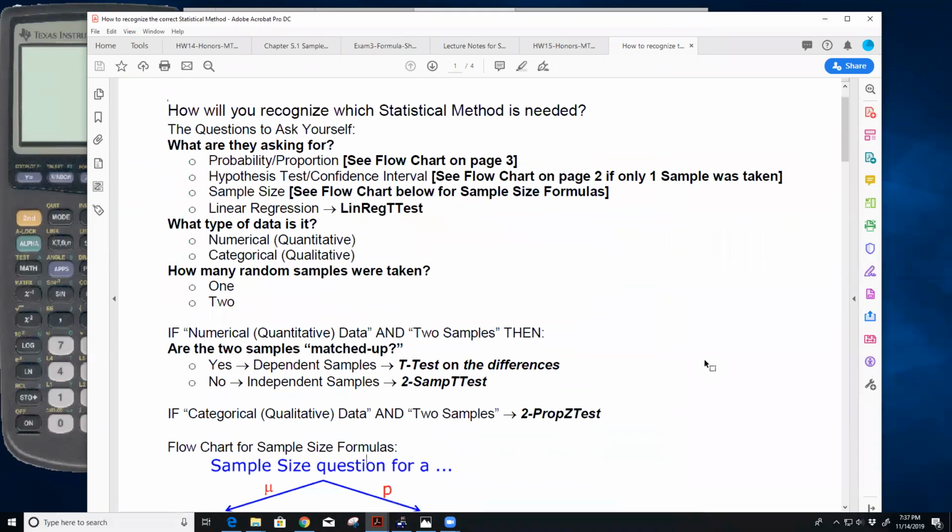So now how will you recognize which statistical method is needed? Because we've covered some statistical methods, and we're going to cover some more. And I want you to kind of notice how we figure it out. So of course, your first question is always, what are they asking for? So here's some things we have and have not covered yet, but will shortly.